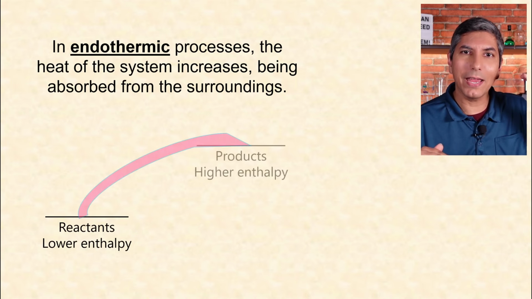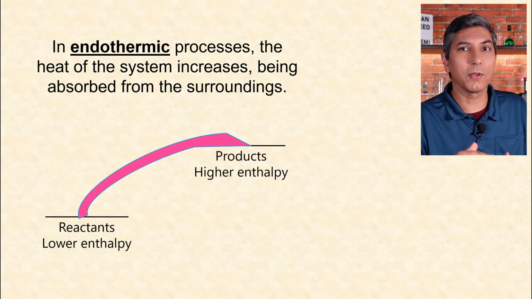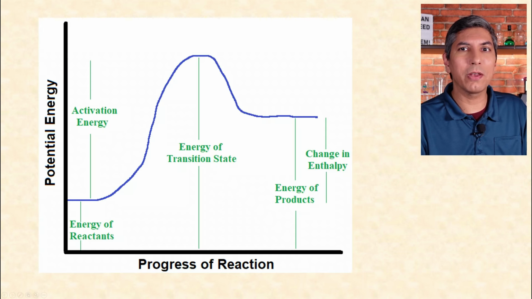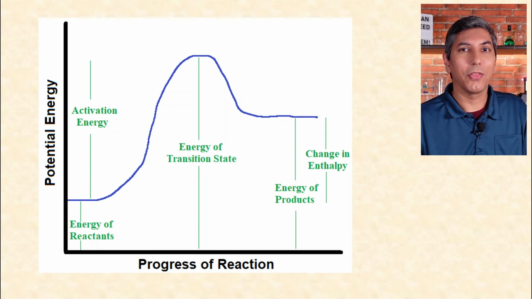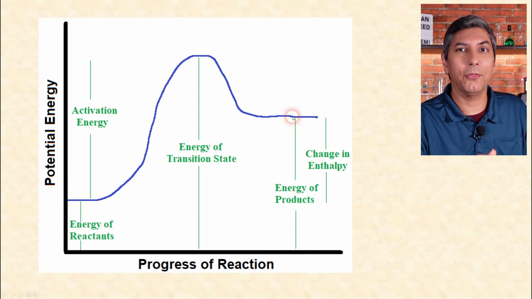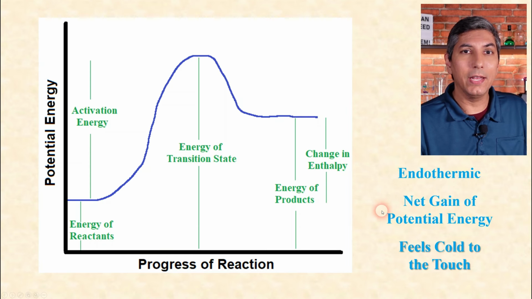On the other hand, in endothermic processes, the reactants begin with a lower enthalpy and the products end up with a higher enthalpy. So since enthalpy increases over the course of the process, the change in enthalpy for endothermic processes will always be a positive number. This is what the reaction energy profile looks like for an endothermic process. The reactants start out relatively low, and the products end up with a higher enthalpy. So there's a net gain of potential energy. And if you put your hand next to an endothermic process, it feels cold to the touch.